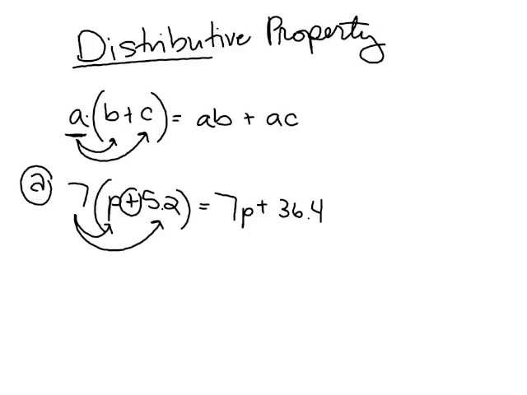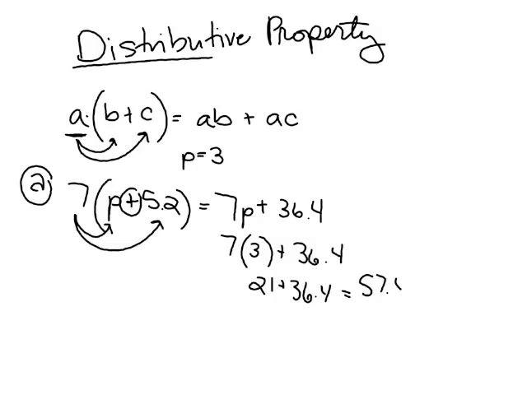Now that's unsolvable at this point, right? Unsolvable because I don't know what p is. If you had the equals, then we could figure it out. If you know what the answer is, you could figure out p. Let's say p is equal to 3. How do I solve that? 3 times 7. Okay, so replace my variable with some brackets. So 21 plus 36.4 equals 57.4.